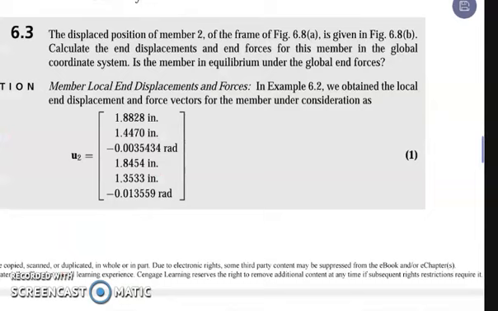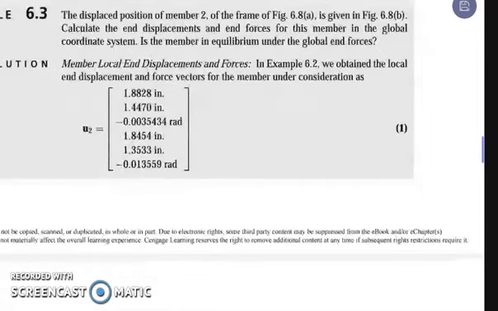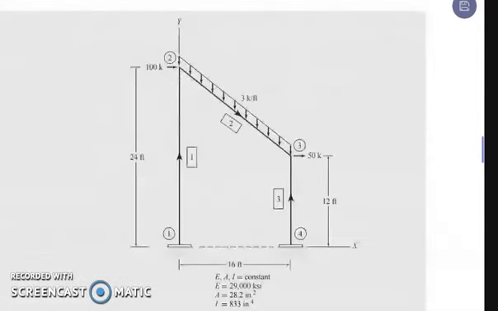Now for the example, the displaced position of member 2 of the frame is given in the figure. Calculate the end displacement and end forces for this member in the global coordinate system. Is the member in equilibrium under the global end forces? So for this one, this is actually the figure for our given problem, and this is the figure.